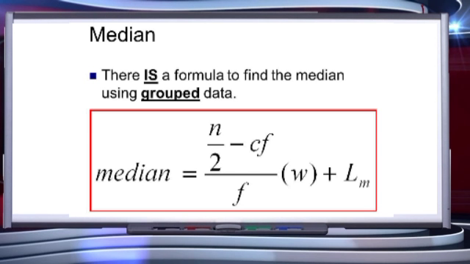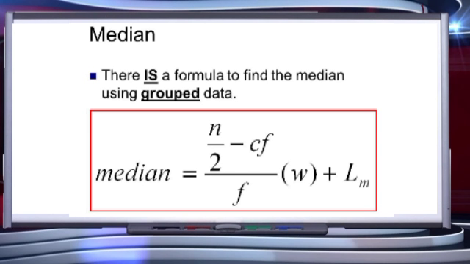Now here, this small n stands for the summation of frequency. That means we will sum up all the frequency column and divide it by 2. Minus CF is the cumulative frequency of the previous median class. And f is the frequency of that class only. w is the width of the class interval.